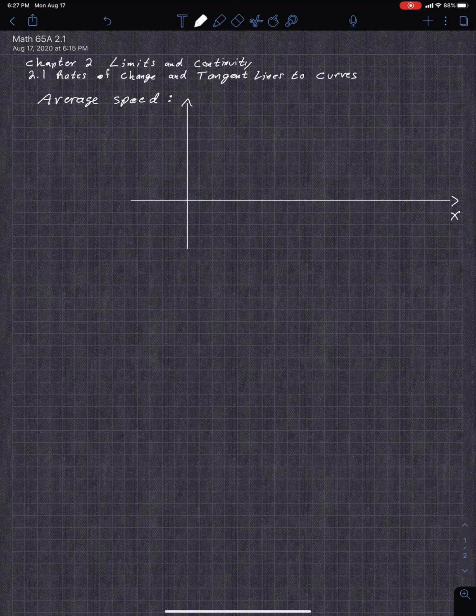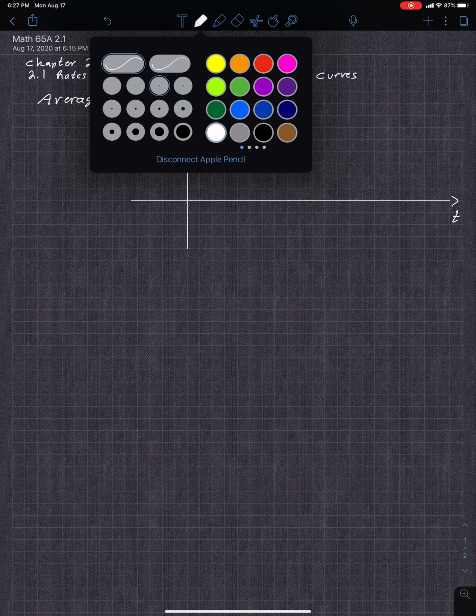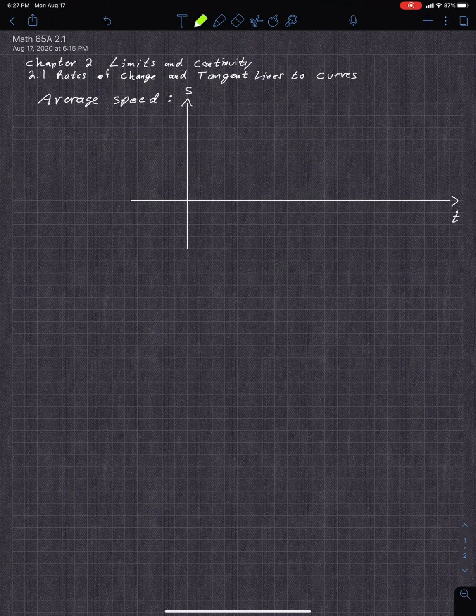That was supposed to be time. So there's time t, and we'll call this s, often used for distance. You start off at 0, so you're not going, and then you speed up. You get on the freeway, you slow down in traffic, then you speed up again, and it goes up and down like that.